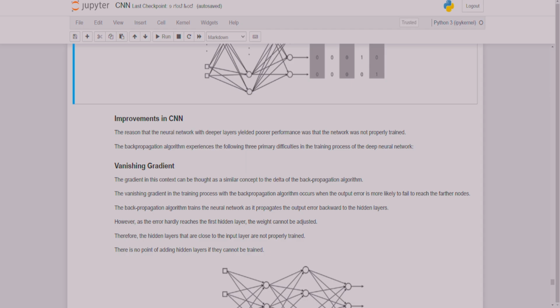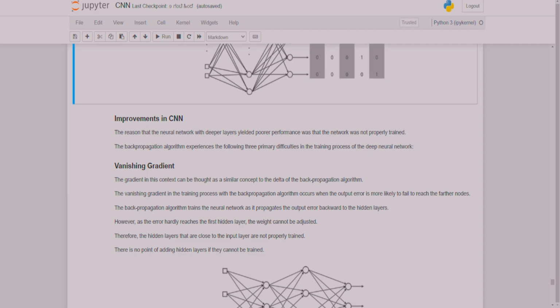Simply, if we increase the number of hidden layers, the error which is propagating backwards will not reach towards the input. It will not come closer to the input at all, right? So this problem is called the vanishing gradient problem. All right. So similar points I have written here.